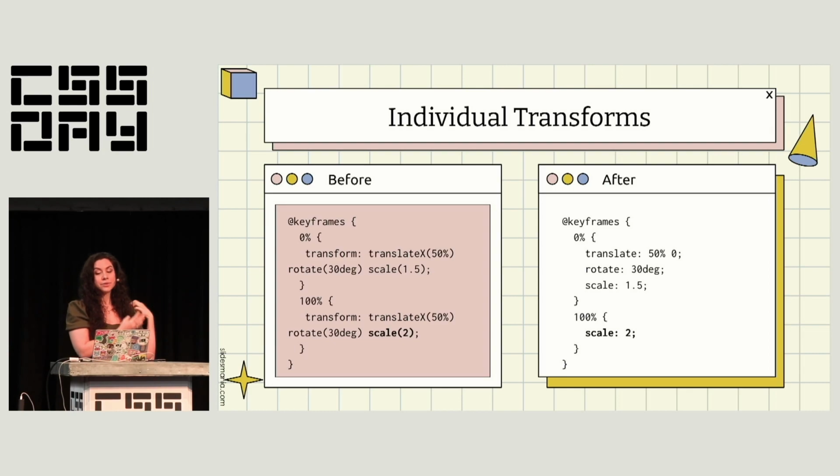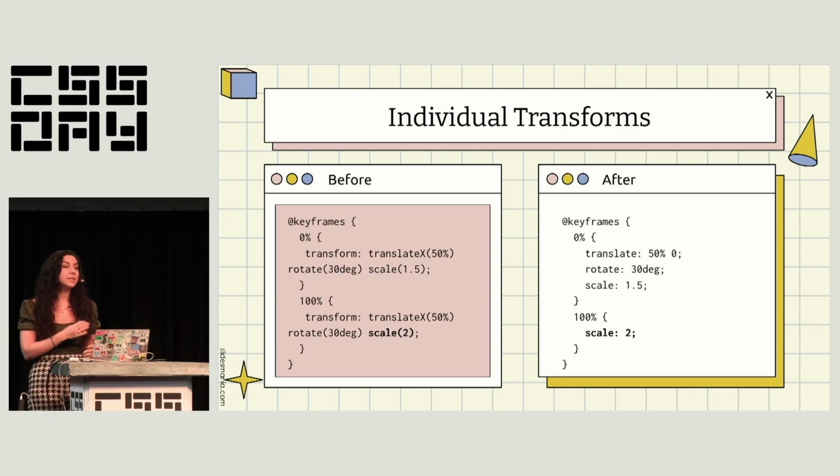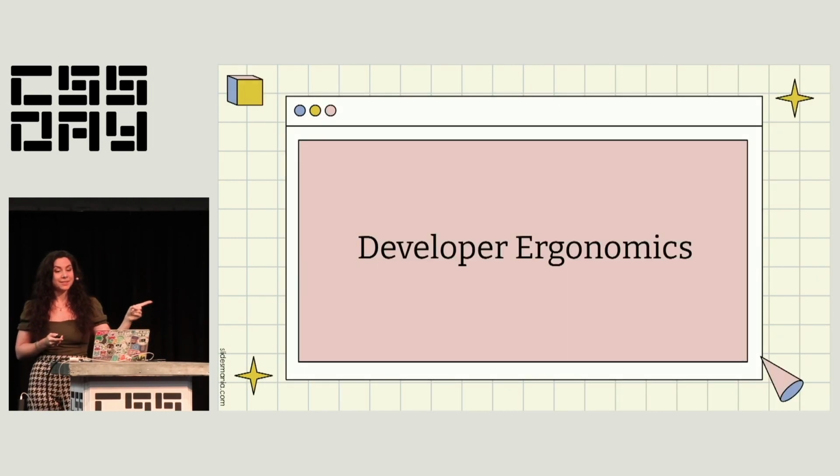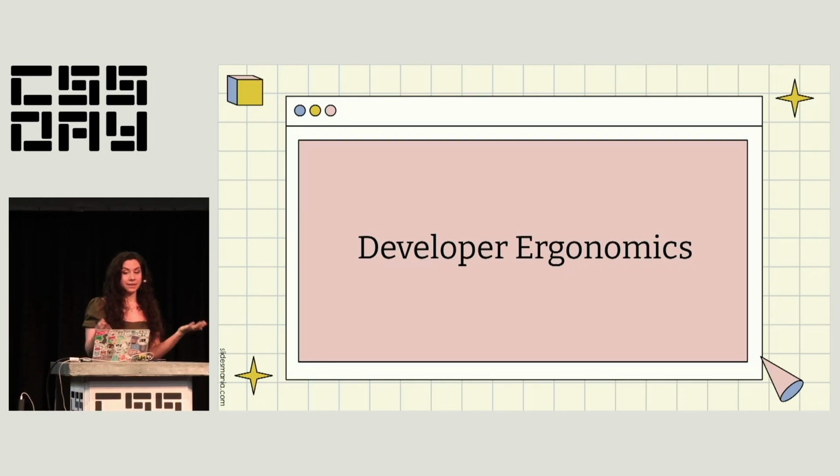And not only is this shorter, but you can calculate animations at different rates of change, which was so tedious to do before when you wanted things to move at a different pace. And that's why I put it in this category instead of the next one, which is developer ergonomics. CSS has become a more complete, mature language that works better with the way that we build websites today.